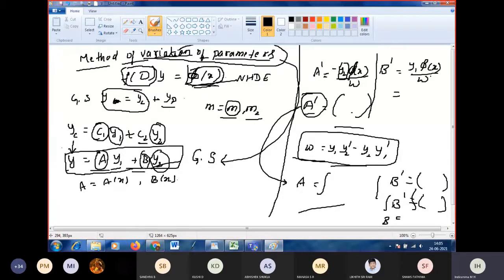Clear? Is that method clear? While solving the problem, you will get more clarity on this. Ma'am, after solving A dash, we need to solve A, right? So you simplify A dash, then you integrate on both sides, you will get A. Okay. Is there any clarification? No, ma'am. So I will solve one problem on this, then you will get the clarity.